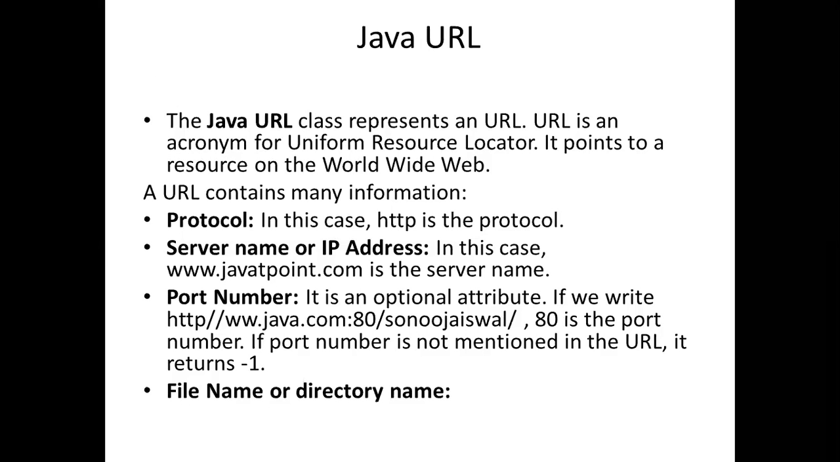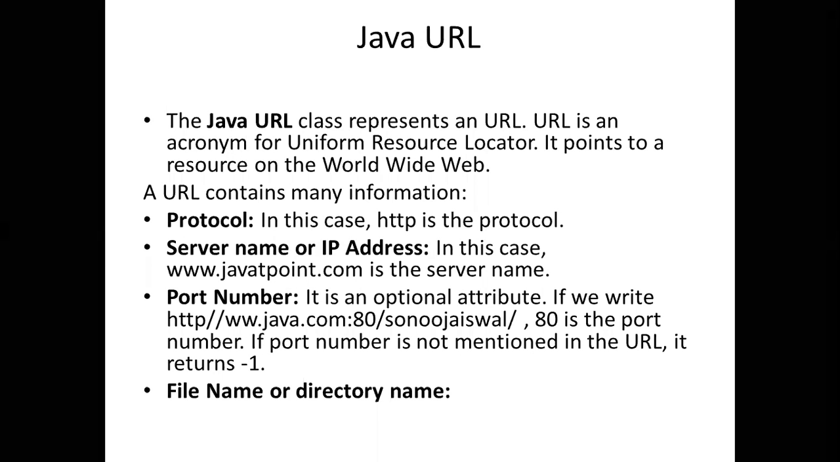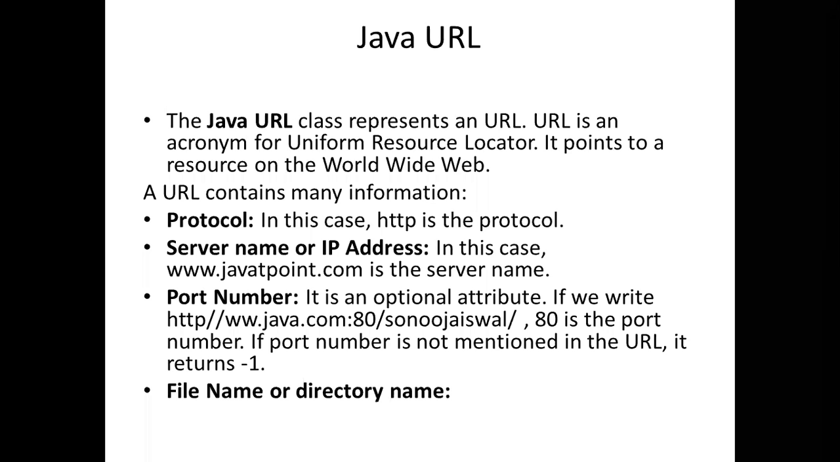There is another class over here, that is Java URL. What we define by this Java URL is that it represents a URL. So what is a URL? That is Uniform Resource Locator. It points to a resource on the World Wide Web. Whatever machine or resources are available on the World Wide Web, which is a network, we can have that information by using the URL class in Java.